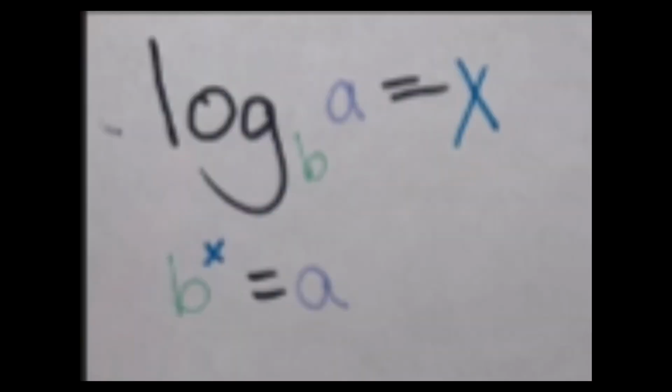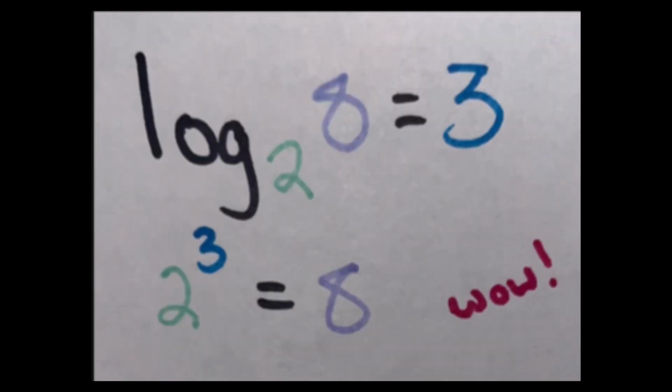The general form of a log is log base b of a equals x, which is equivalent to b to the power of x equals a. For example, 2 to the power of 3 equals 8 is the same as log base 2 of 8 equals 3. This is useful in solving equations where the variable is in the exponent.